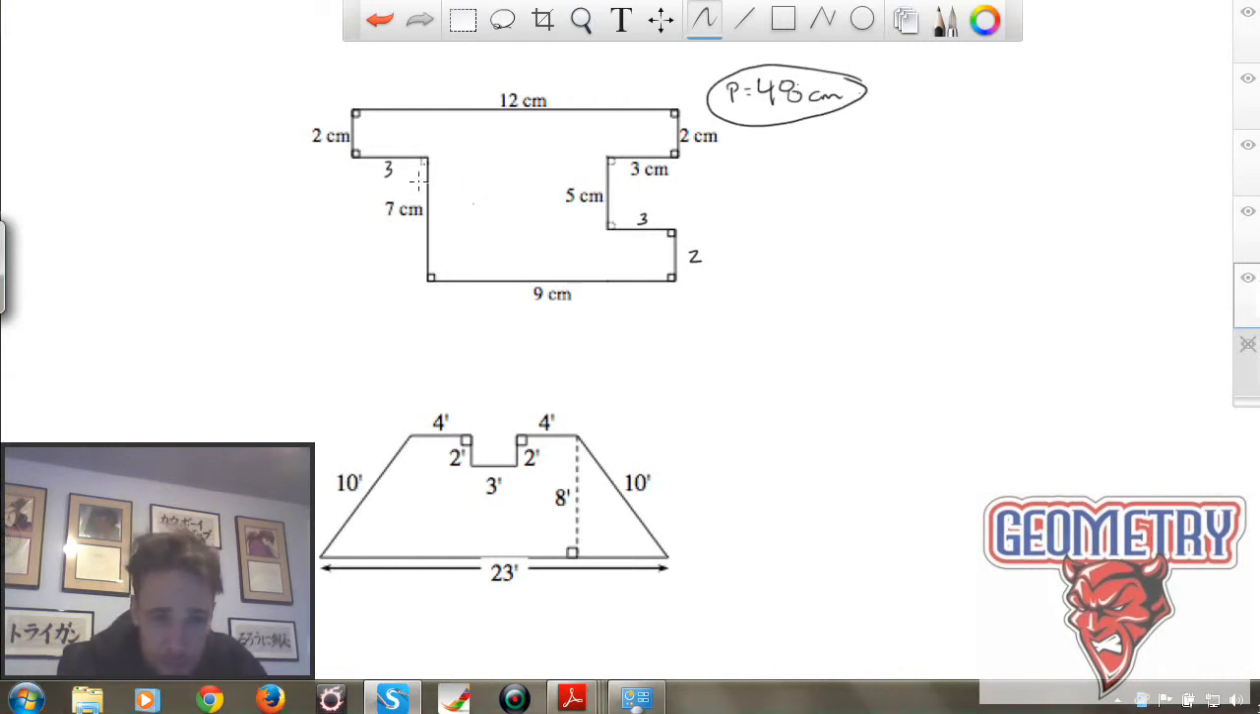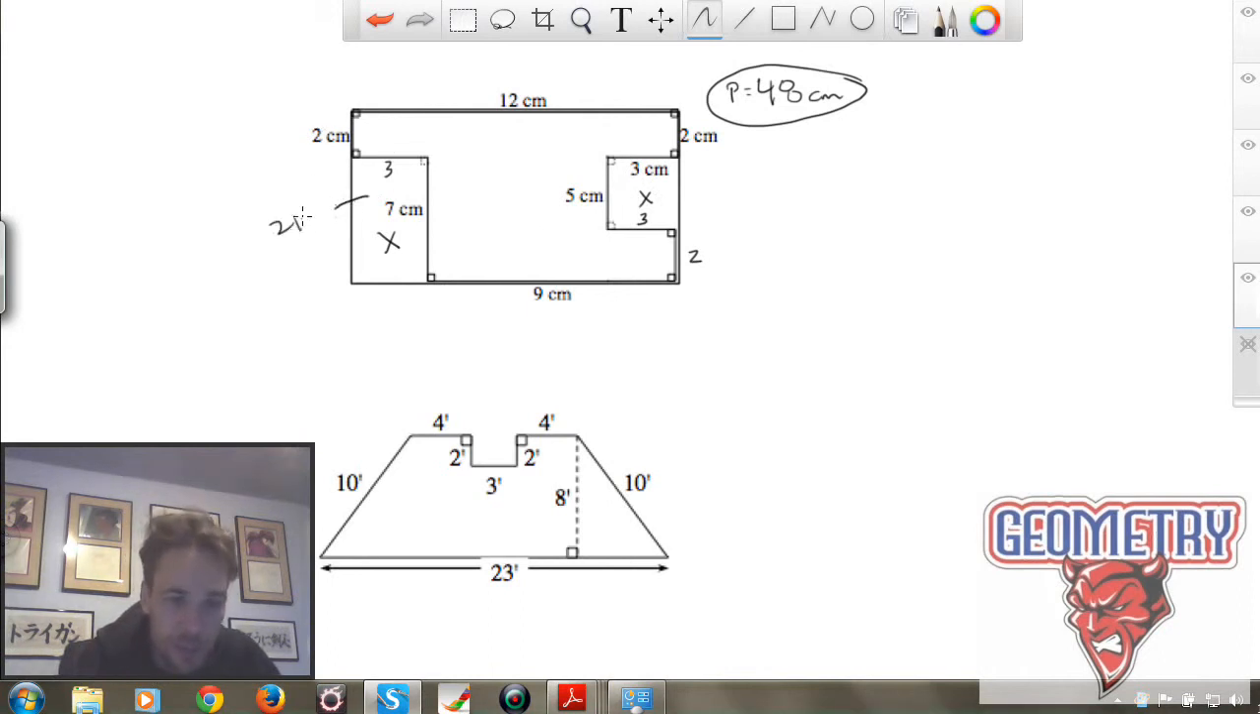Now for the area, we can do it a couple ways. One way would be to dissect this up into a bunch of rectangles or squares or whatever we can visualize in here. I am going to do it a little bit of a different way. I'm going to think of this as one big rectangle, and then I'm going to subtract out this portion and this portion. So I'm going to find the whole rectangle, and cut away these two portions.